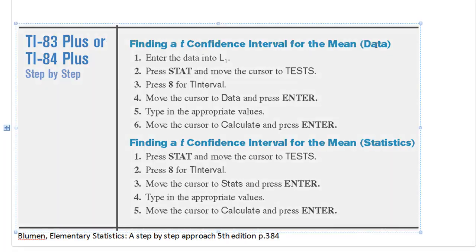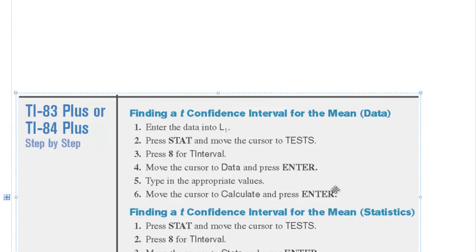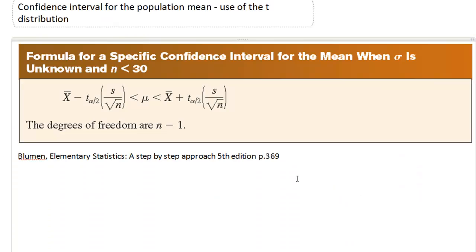So when you're using raw data, you follow these top directions here. When you have the statistics, when you have the sample mean and the sample standard deviation, you can use these directions down here. And it is so easy with that calculator. It's beautiful. I love using it. I carry one in class, even though I know how to do it with a table as well. Let me show you the table, the tabular approach.